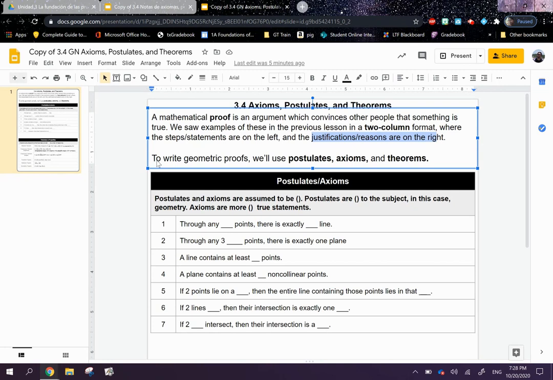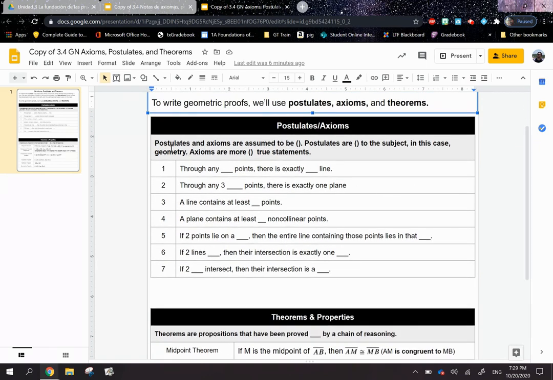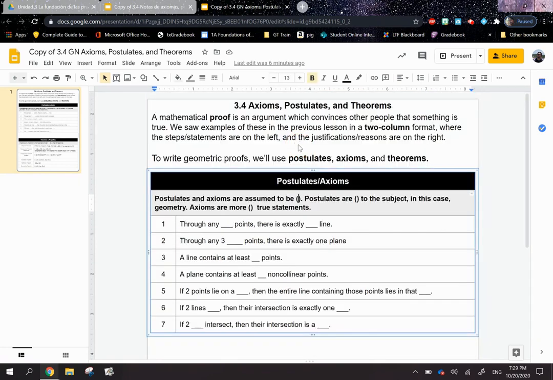So we're going to need to refer back to these notes a lot while we're doing proofs especially. So make sure you keep this in your Google Drive somewhere where you know where it's at, somewhere you can find easily, because we will be using these later in the future. So to start, we're going to talk about postulates and axioms. Postulates and axioms are statements that are assumed to be true. They don't need to be proven, they just assume that they are true.